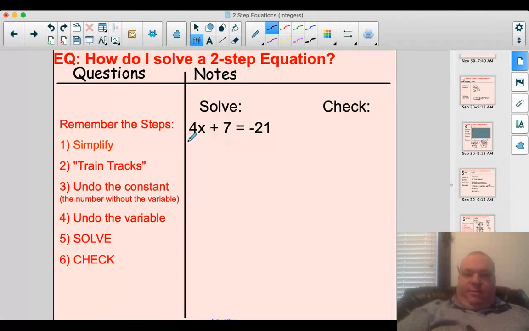All right, let's do another one. 4x plus 7 equals negative 21. I don't have any simplifying to do. No like terms, no parentheses. So I do my train tracks.